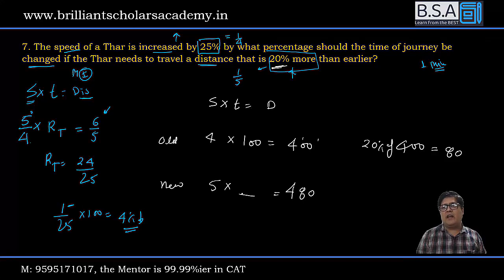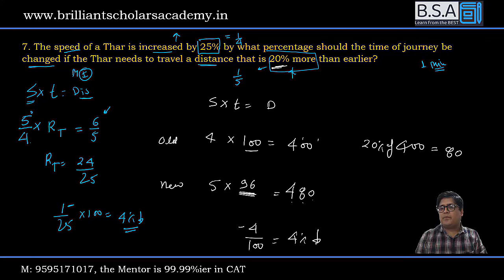So what should be the value of time? Look, what should be the value of time? I have to find out 480 divided by 5. That is 9 times 5 is 45, 3 carried over, 30 by 5 is 6. Time which was 100 has become 96. So what is the decrease? There's a decrease of 4 on 100. Any change on 100 is a percentage. Decrease in time is 4%.